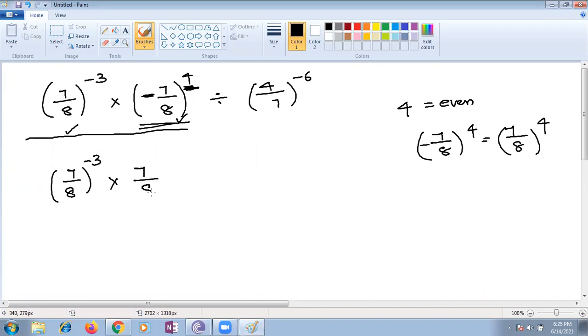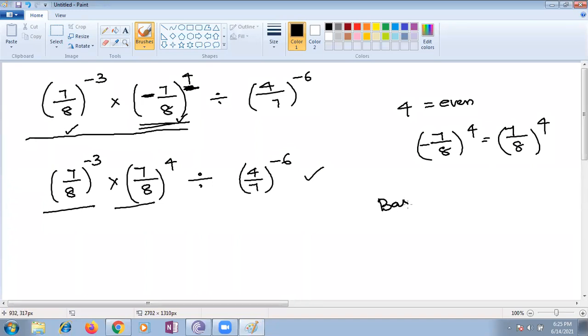So see, this can be written as 7 by 8 whole power. For Akash, till here you got the point? Yes, ma'am. Still any doubt here? This point, it's clear for you? This step? Yes, ma'am. So now you check: bases are same. What should you do? Add powers, add exponents. Add powers or exponents, any word you can use.